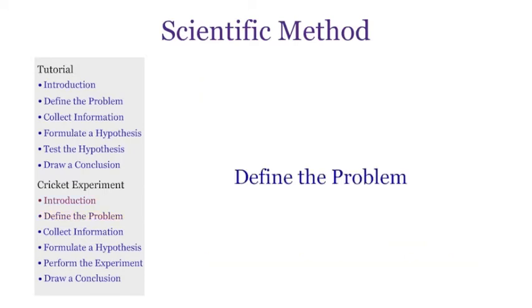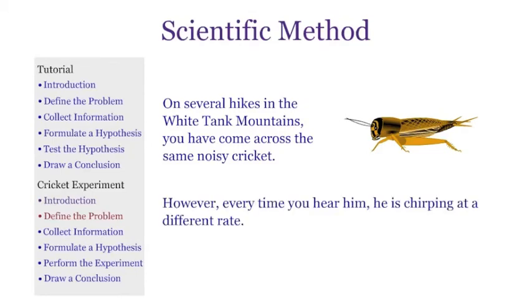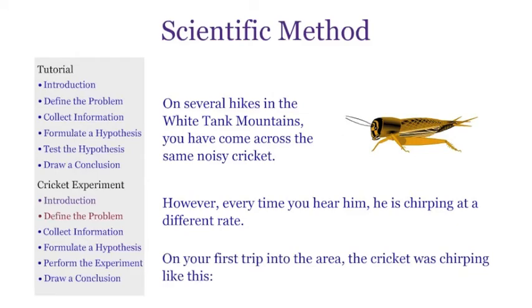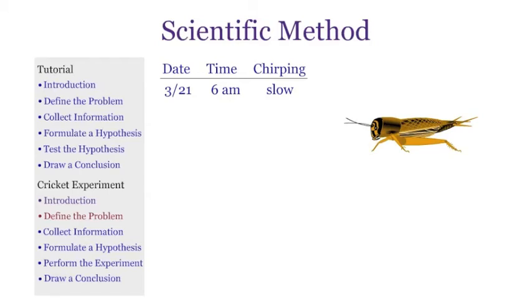You're going to first define a problem. On several hikes in the White Tank Mountains, you have come across the same noisy cricket. However, every time you hear him, he is chirping at a different rate. On your first trip in the area, the cricket was chirping like this. When you go online, this is what you'll see. It will provide you with a chart. Make sure that you write down the chart in your activity sheet.